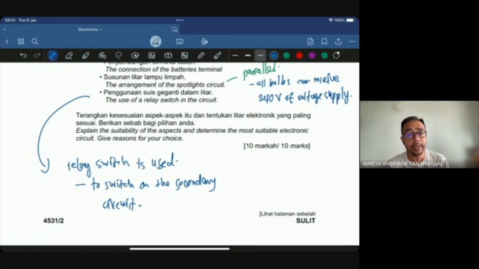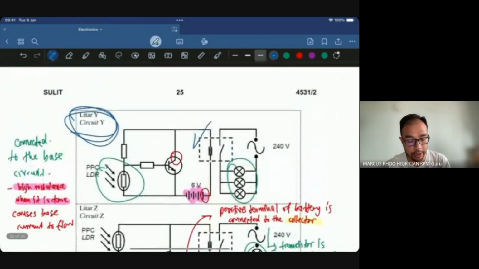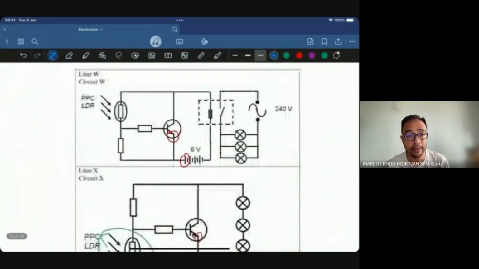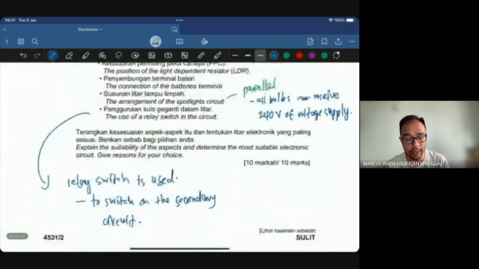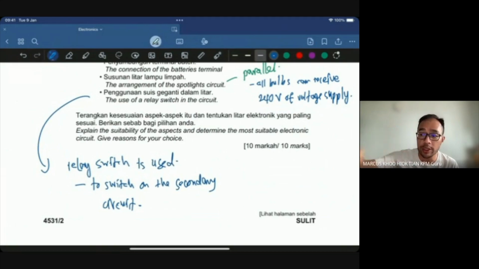Okay, I think in the black book, if I'm not mistaken, on page 68, they actually give you a short explanation about the relay switch. Either 68 or 69, I can't remember. But they give you the explanation: why is there a need for a relay switch? What's the point of the relay switch? At our SPM level, you just need to know that the relay switch exists.